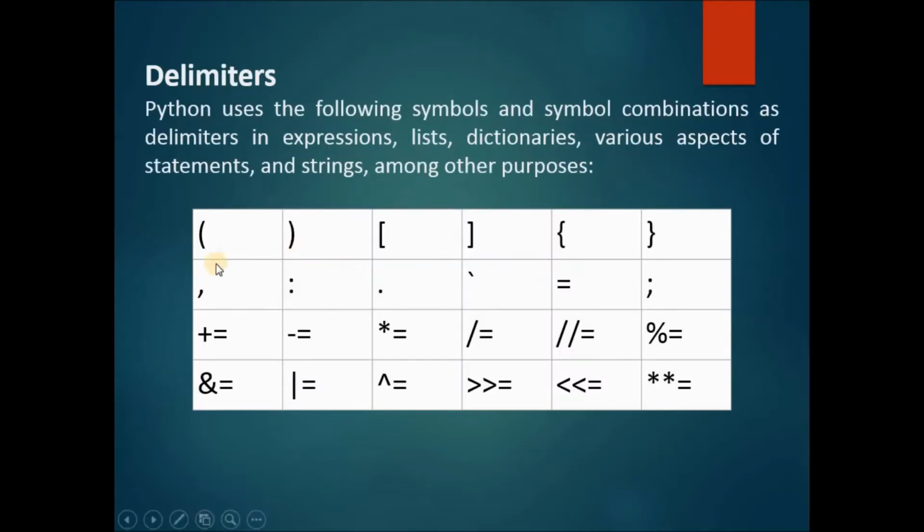After that, delimiters are also there. These symbols you can call delimiters in Python. Python uses the following symbols and symbol combinations as delimiters in expressions. Suppose you are writing print hello: inside brackets you have to write hello. So this opening and closing bracket is a delimiter. If you are going to use a list in a Python program, suppose a list of numbers 1, 2, 3, 4, 5, 6, for that case you have to use these brackets. Like that, if you are going to use a dictionary, then you have to use this bracket. So these are the delimiters in Python.